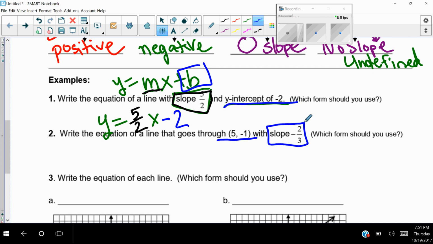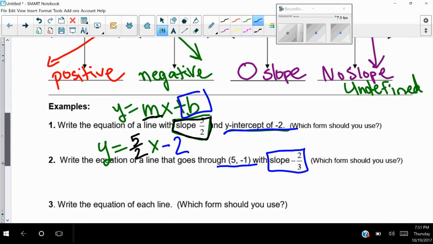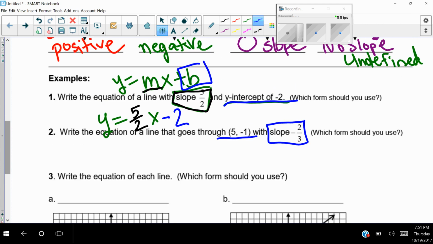Whenever we're given a point, we can't use the slope-intercept form because there's no way to plug in a point here. But when we're given a point, we're going to use the point-slope form. We're going to use this formula. Let me write it down on the side. My formula is y minus y is equal to our slope times parentheses x minus x.